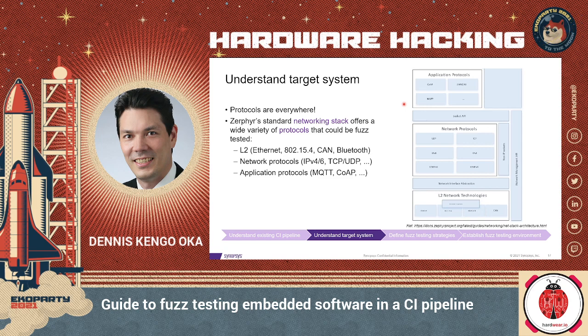So from the bottom, we have our layer 2 network technologies, including Ethernet, 802.15.4, CAN, and Bluetooth. We have a number of different network protocols, including IPv4, IPv6, TCP, UDP, and so on. And then we have our application protocols on the top, such as MQTT and CoAP.